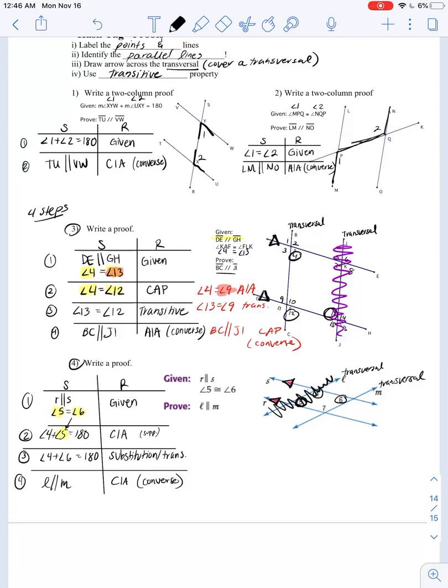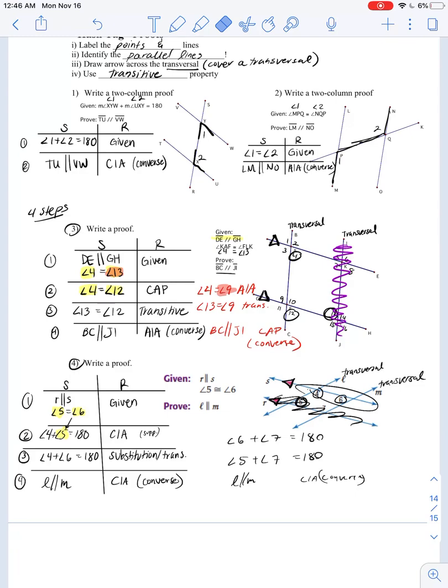The other way we could have done this would have been to cover up the other transversal instead. So I could have covered up this one, in which case we'd say angle 6 plus angle 7 equals 180. And then we'd go from substituting, we'd instead substitute angle 5 plus angle 7 equals 180. And then we could say the lines are parallel. Same reason again. Either of those two ways is correct.